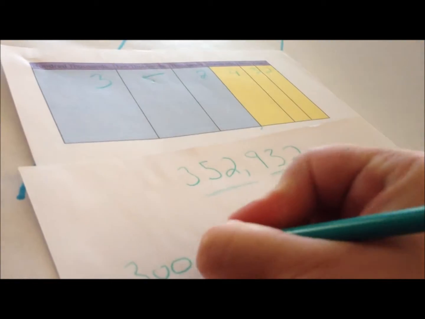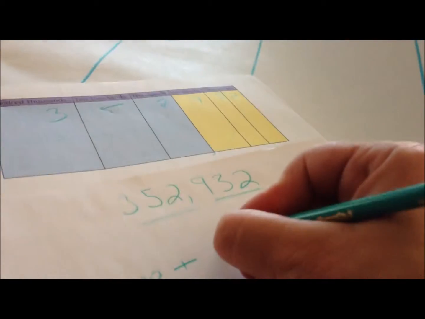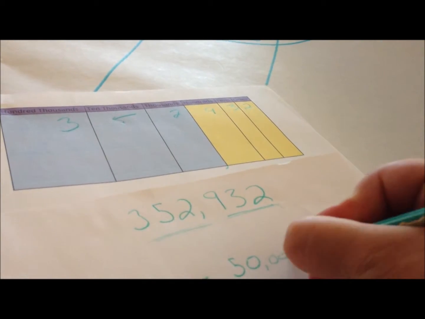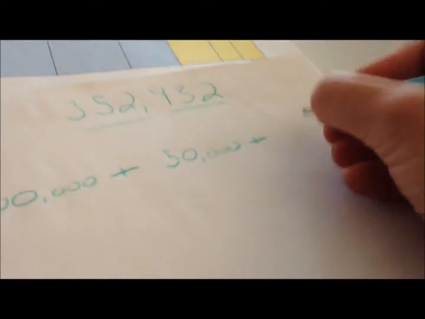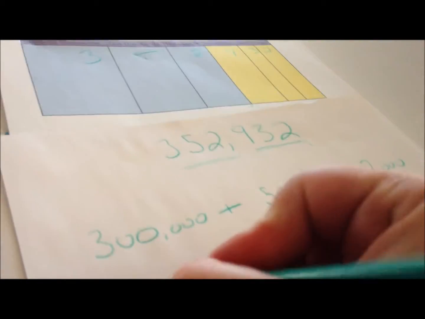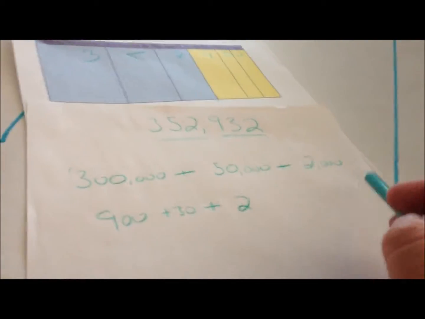100,000s. How many are there? There are 300,000. The next one, plus 10,000s. 5. So 5 10,000s is the same thing as 50,000. Regular thousands plus 2,000. And then this should be easy. 900 plus 30 plus 2. This whole thing right here is the expanded way of doing it.